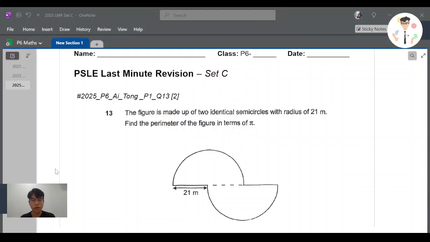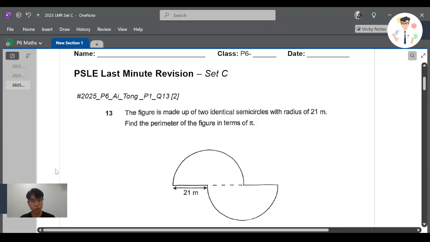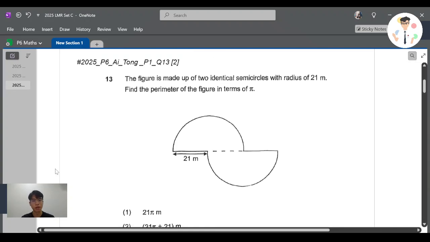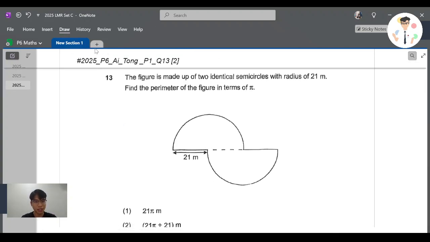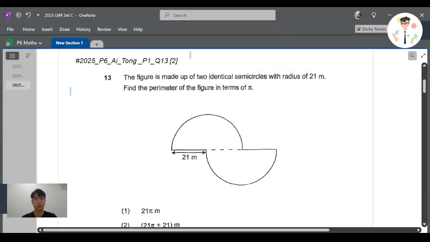Welcome back to digital class, and now we're looking at PSLE last minute revision set number C. We're looking at this question from Hong paper 1 question 13. Okay, let's look at this question. Again, this question, honestly speaking, is nothing tricky, but I'm choosing it because I want to remind you again of some of the basic things about circles.